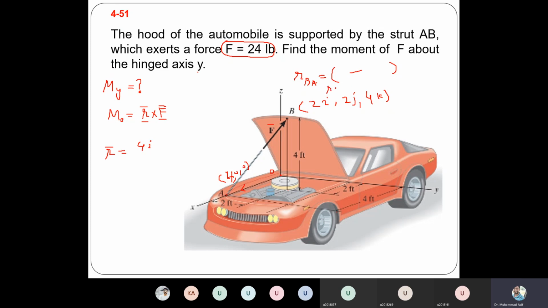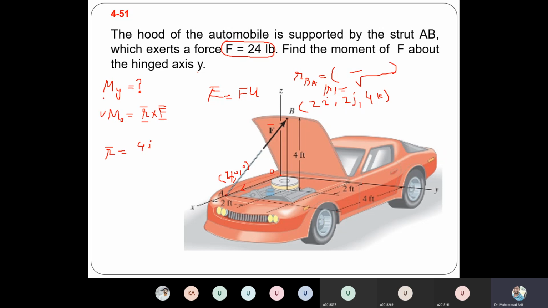Then we can get the value of its magnitude. You know how to get it: we have to take the square root, and then we can get the unit vector. Once you get the unit vector, you can get the force vector. I mean, you multiply the value of that force F with the unit vector, so then it will be a vector, and then finally you can get M naught. But we don't need to get the M naught.